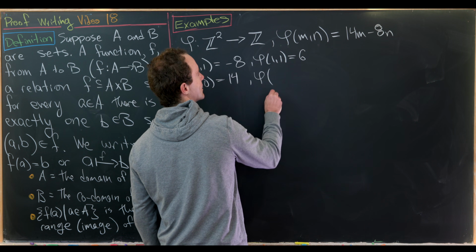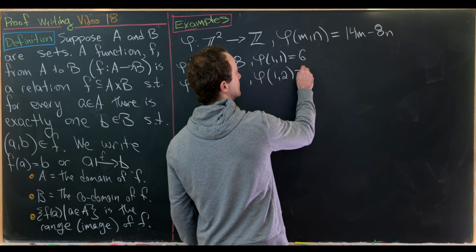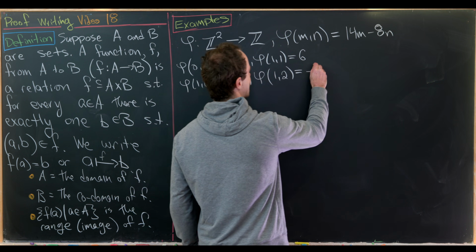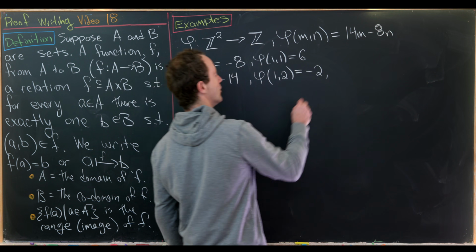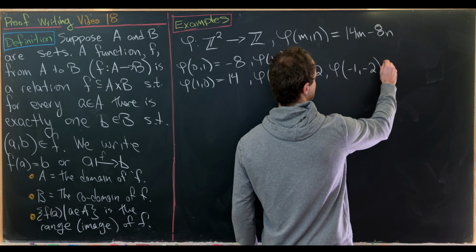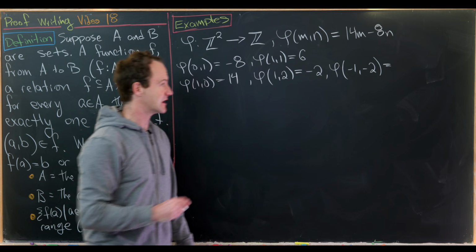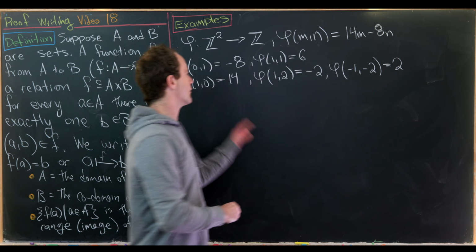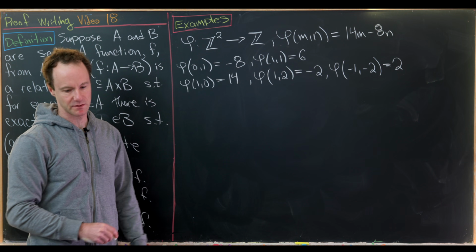What about phi evaluated at (1, 2)? That'll be 14 minus 16, that is negative 2. Oh, but what about this? What about phi evaluated at (negative 1, negative 2)? That'll be negative 14 plus 16, which is 2. Okay, well, what do we notice about all of these numbers?